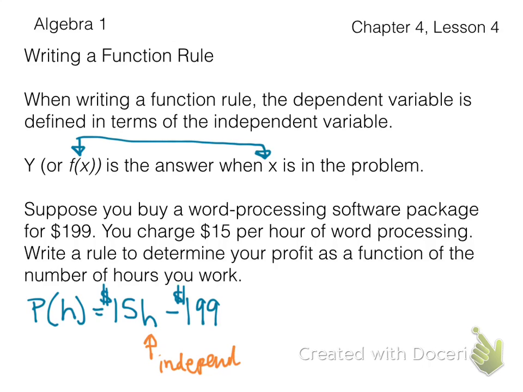So this is a function rule where the independent variable in this case is H, independent, and the amount of profit I make is dependent, which is why it's the dependent variable, is dependent on how many hours I work.